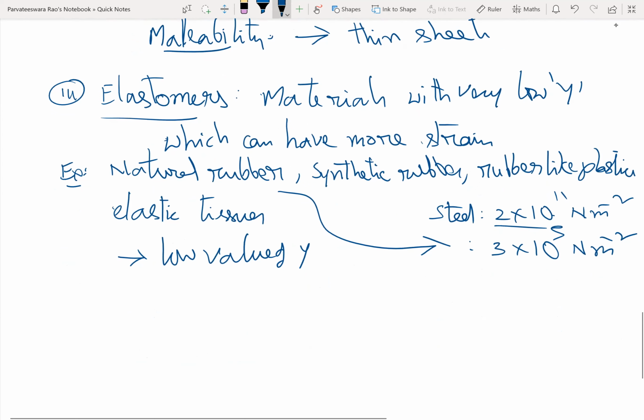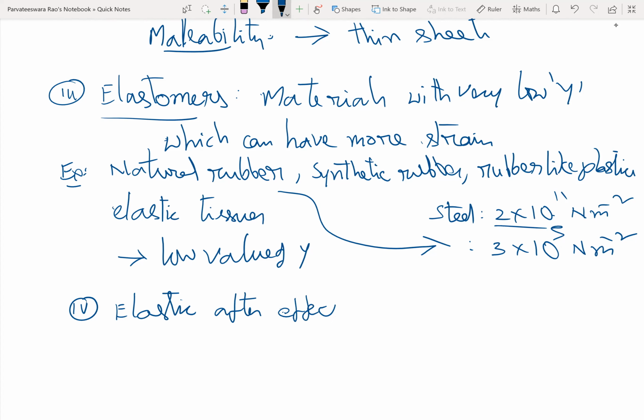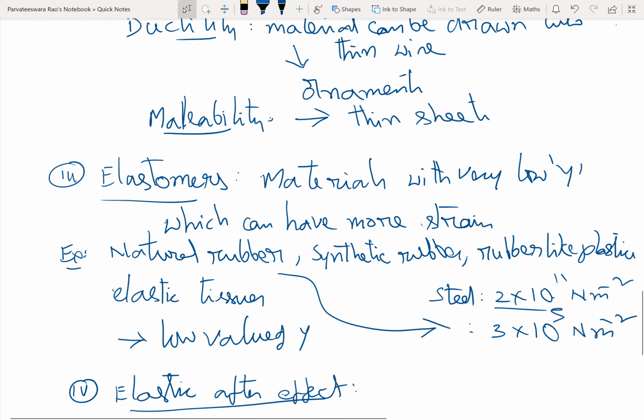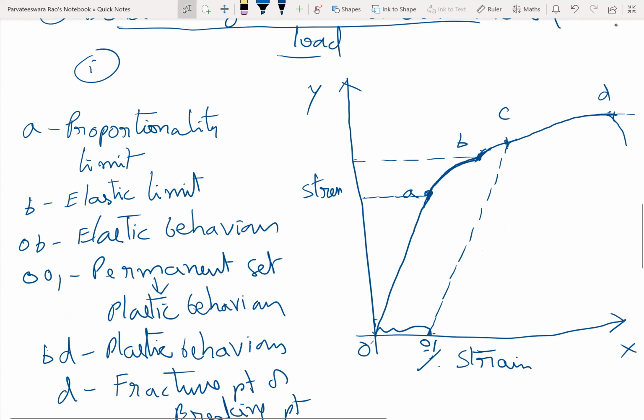And then we have elastic after effect. Normally, according to the graph and the definition, if you remove the stress till here, strain should immediately disappear. Yes or no? Yes, sir. If you withdraw the stress, strain should also become zero.